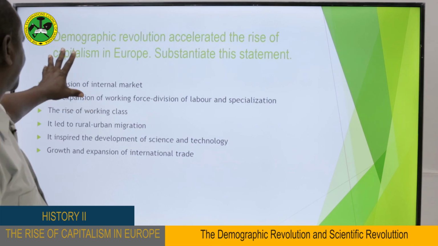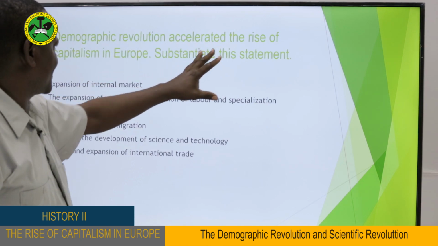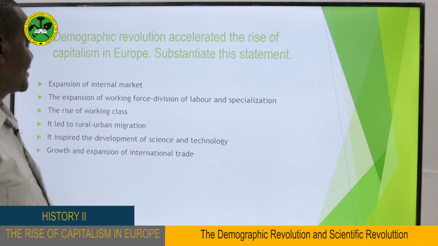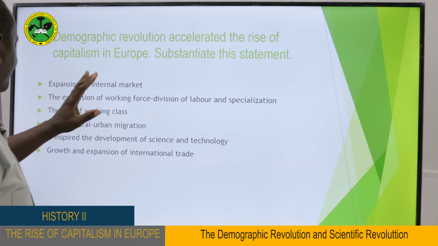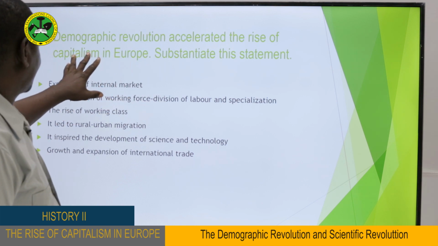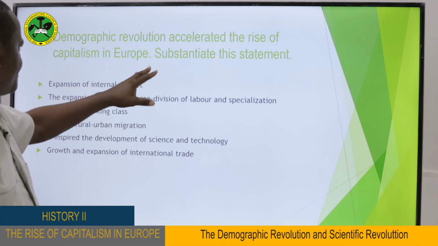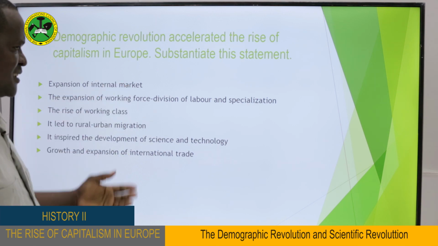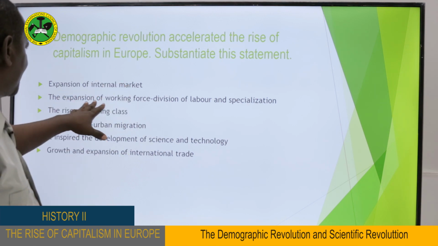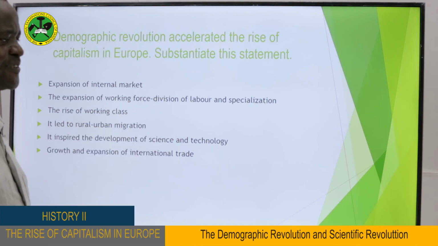The second question is, demographic revolution accelerated the rise of capitalism in Europe. Substantiate this statement. My dear students, as you can see, we are talking of the rise of capitalism in Europe in relation to demographic revolution. Our first point is expansion of internal market. Of course, we have seen it. The second is expansion of working force, which of course we said encouraged division of labor and specialization.